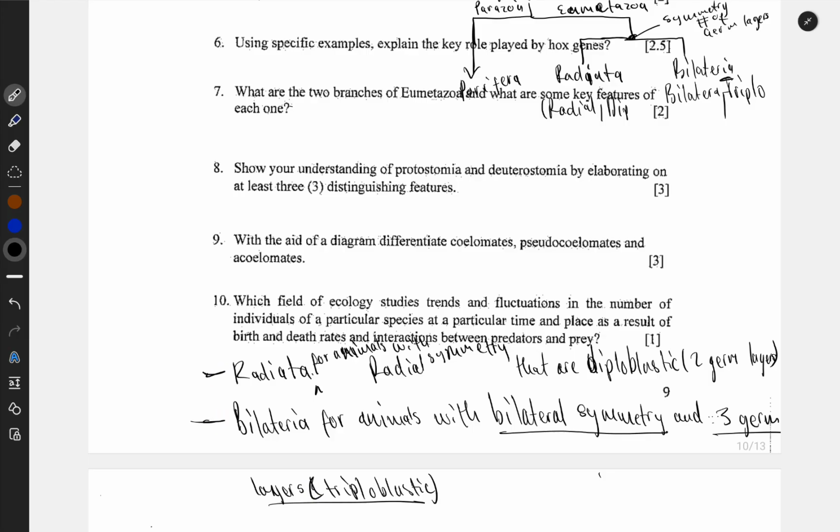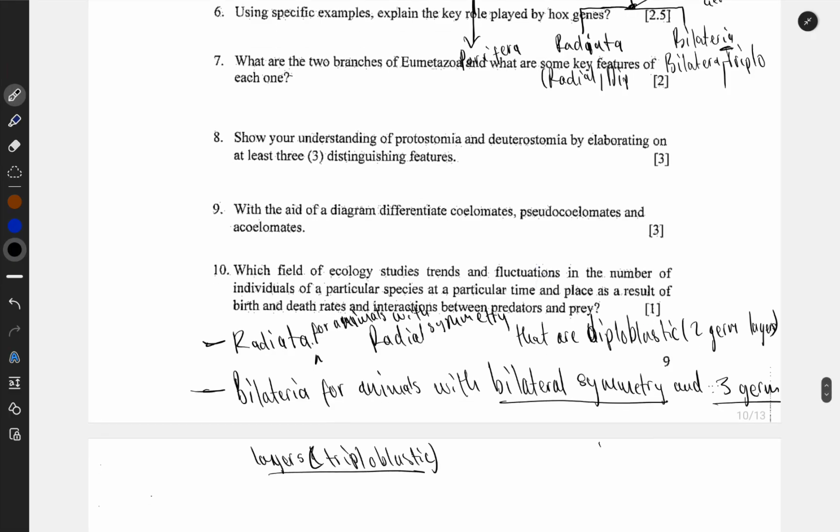Then these are the two. So the two are Radiata for animals with radial symmetry that are diploblastic or that have two germ layers. You can put diploblastic in brackets, whatever. And then Bilateria for animals with bilateral symmetry and three germ layers, triploblastic. And this is done. You are done with number 7. Number 7 would be complete. We now go to number 8.